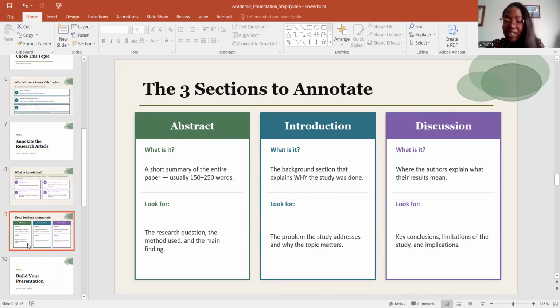Then you look at the introduction. What is it? Okay? Why the study was done? Look for the problem, which is the hypothesis. And why does this topic matter? Then you look at the discussion part. Okay? Look for key conclusions. Remember, you also want to look at limitations of the study and the implications of the studies. So you're asking me, if you have the paper, what should you annotate? Abstract, introduction, discussion.